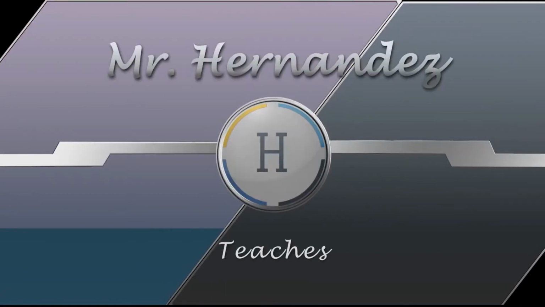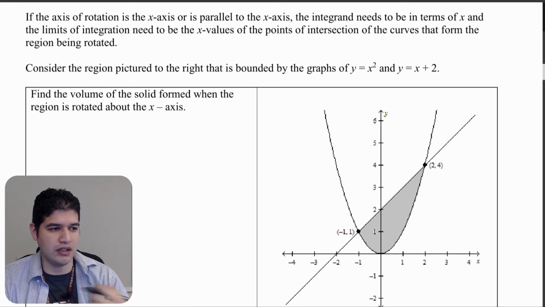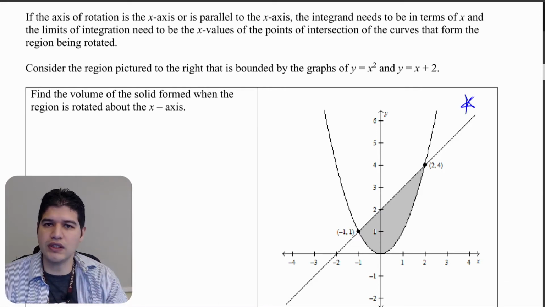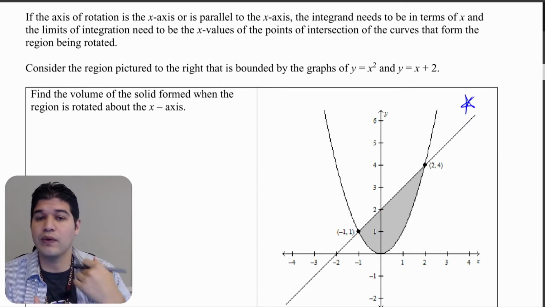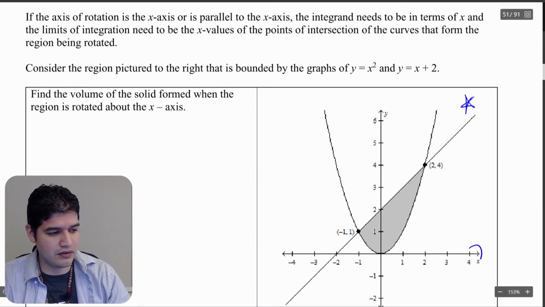So in this question here we have an area that is bounded by two curves. We have y equals x plus 2 and y equals x squared. And it's nice that we do have a little bit of a graph here. And so we're going to use what we learned in our last video to find the volume of the solid formed when the region is rotated about the x-axis. So we're rotating around that way. Keep in note that we are going from -1 to +2 over here.